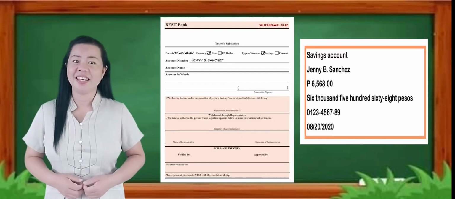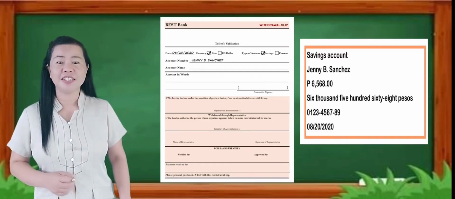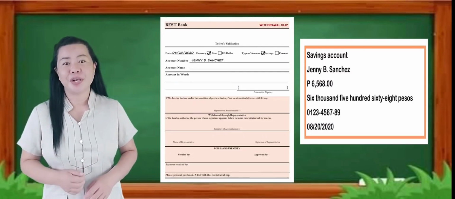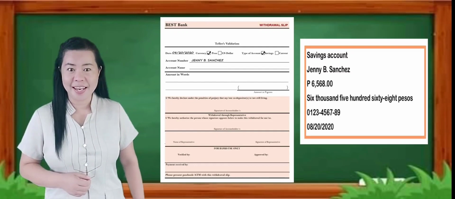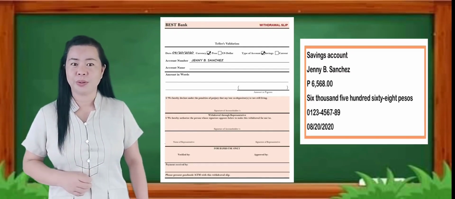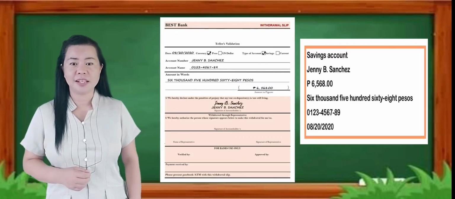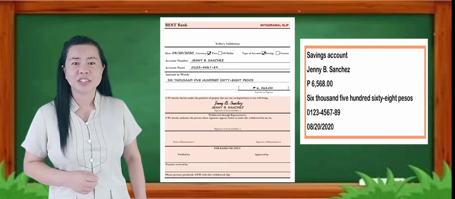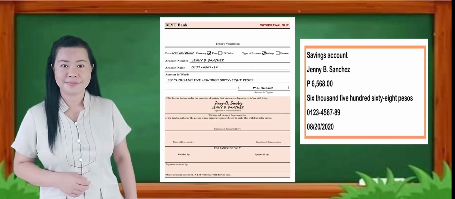As you can see, just like the deposit slip, it requires information such as date, currency, type of account, number and name, and signature over printed name of the account holder or the representative. Its difference from the deposit slip is that it asks for the amount to be withdrawn in words and figures.